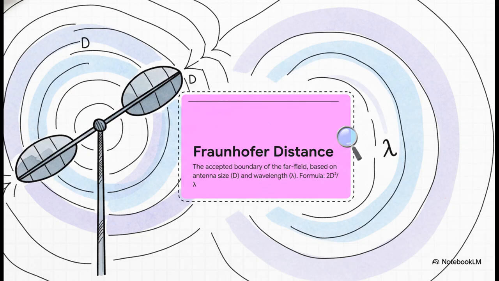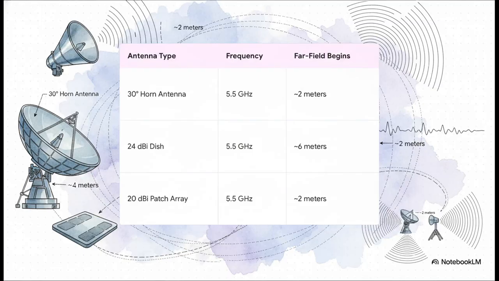Here, d is just the antenna's largest physical dimension, and of course, lambda is the wavelength of your signal. So you can see the boundary isn't fixed. It depends on both the size of your antenna and the frequency you're using. Let's put some real numbers on this to make it concrete. Check out these examples all at 5.5 gigahertz.